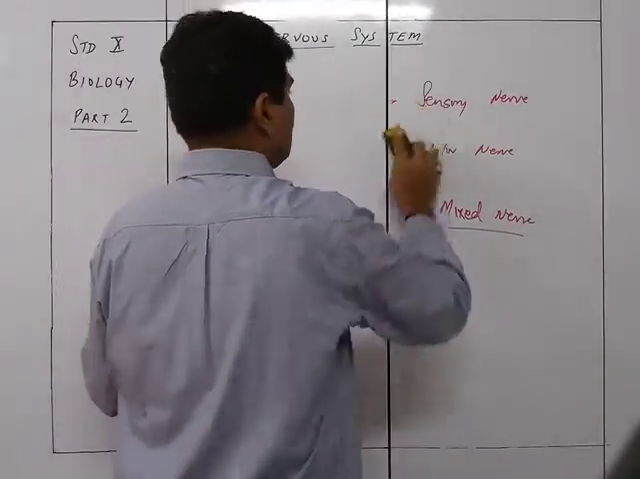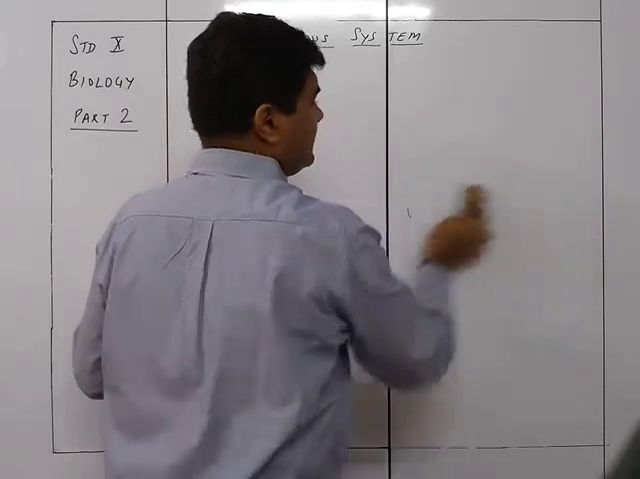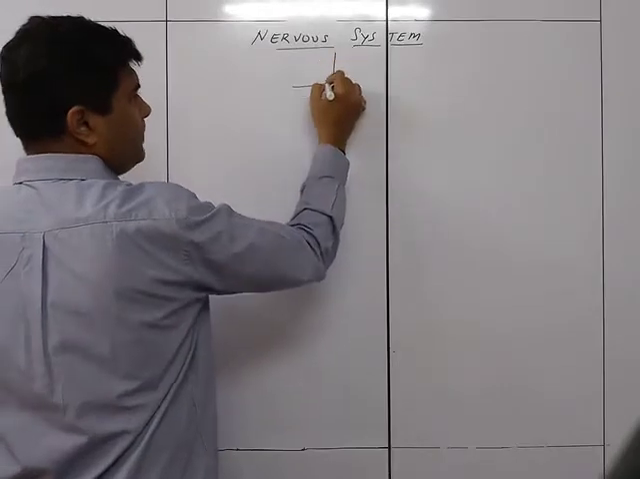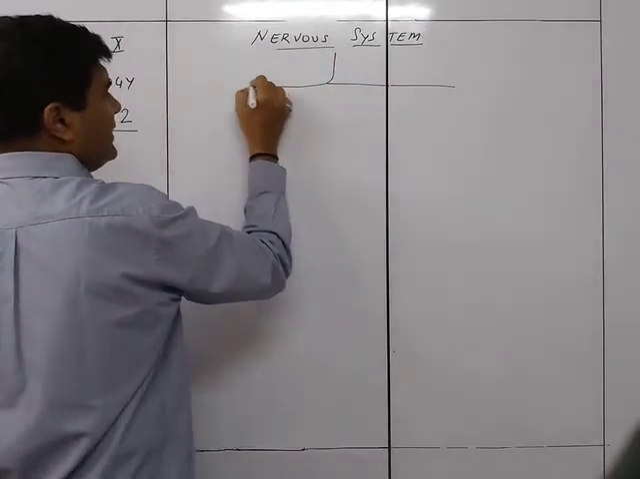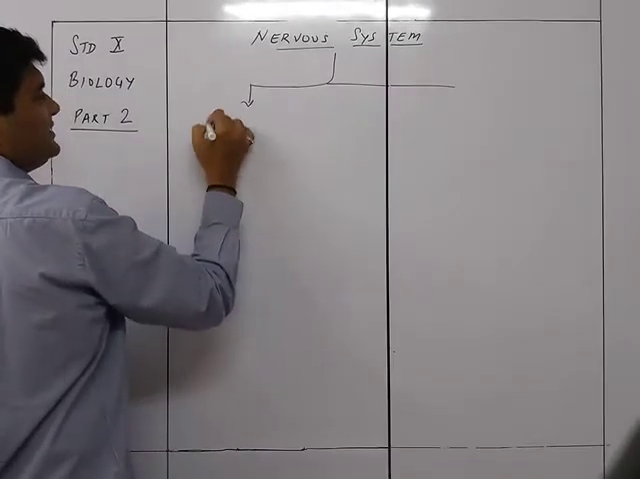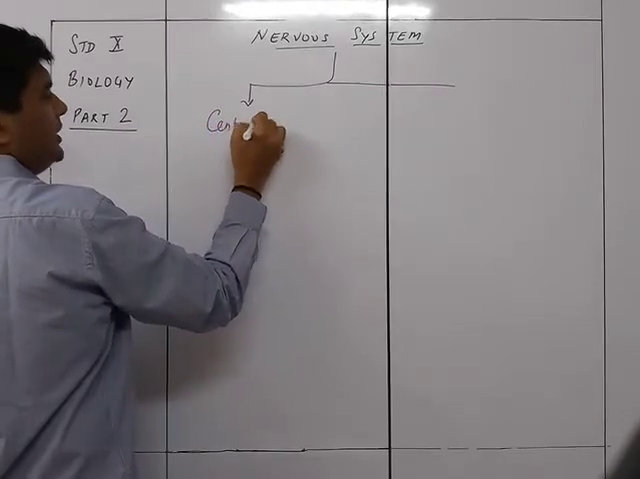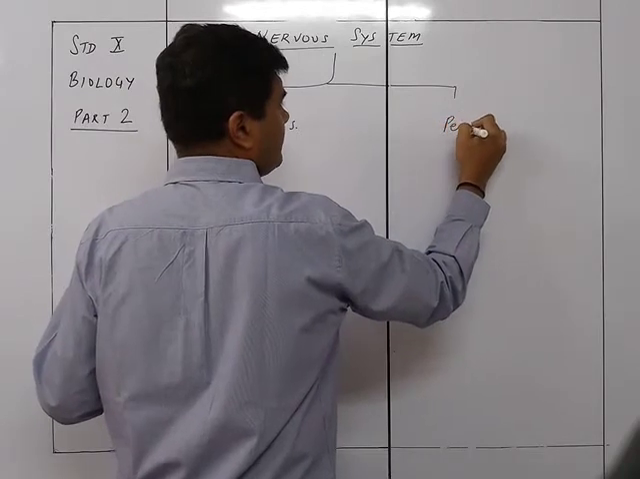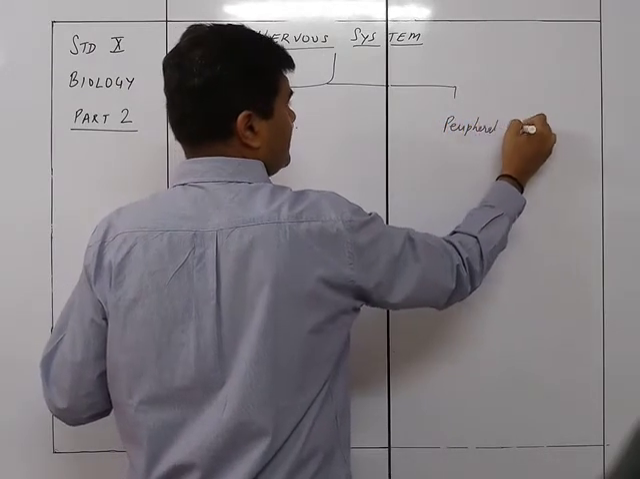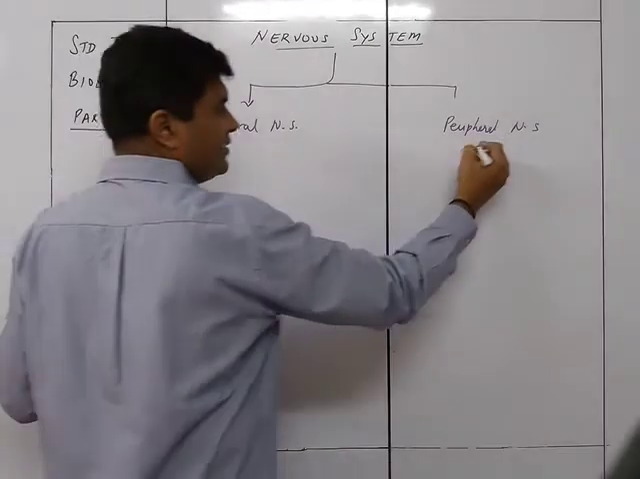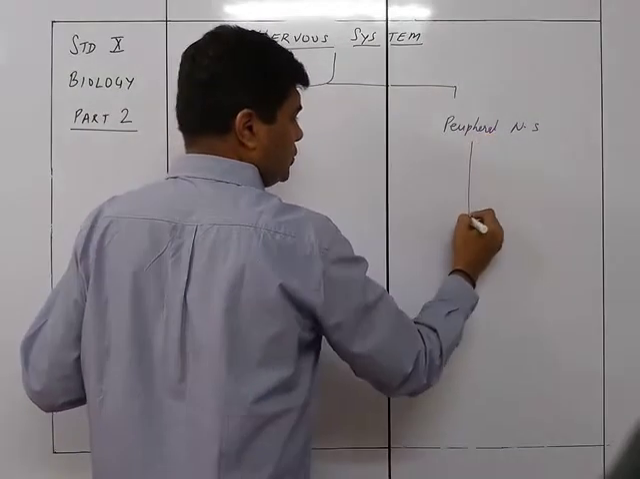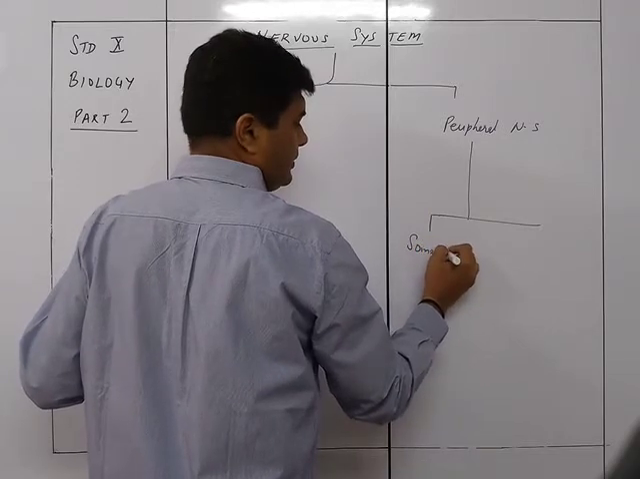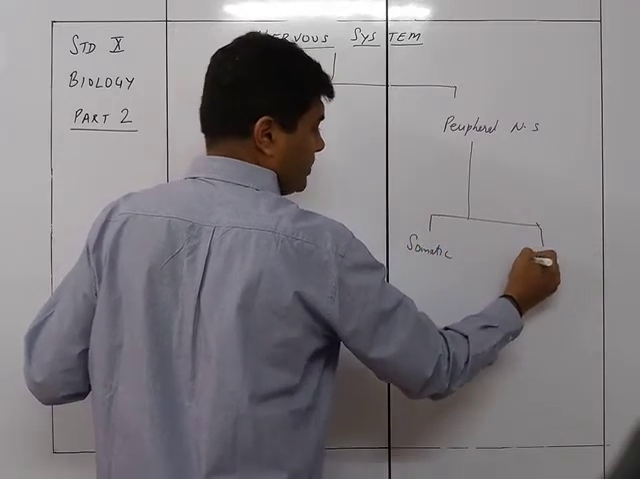We talk about this nervous system. Our nervous system is divided into two parts. The first one is the central nervous system and the other one is the peripheral nervous system. The peripheral nervous system is again divided into two parts. One is somatic and the other one is autonomic.